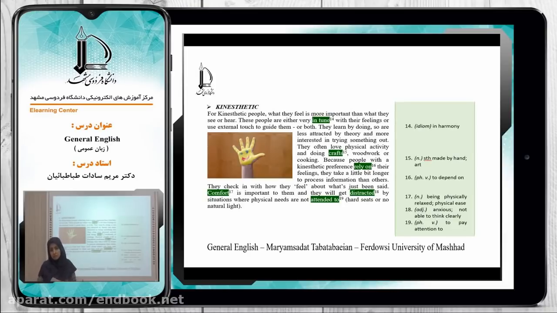Or cooking. Nice activities. And it says because people with a kinesthetic preference rely on their feelings, they take a bit longer to process information. What is the meaning of rely on? Yes, it means use. They depend on their feelings. They just use their feelings more. That is why they understand issues a bit later.